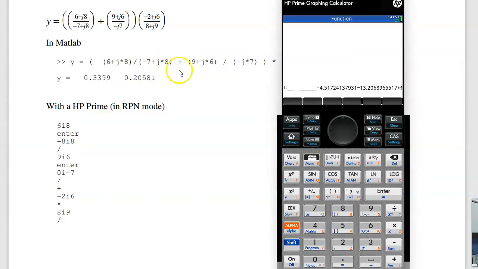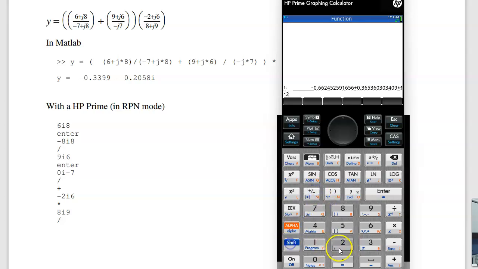On an HP calculator, that would be, clear this out, take the first one, 6 plus j8, push that on the stack, minus 7 plus j8, divide. Now take this ratio, 9 plus j6, push that on the stack, 0 plus j negative 7. Notice I now have three things on the stack. Take the ratio, the top one, z, is that solution. Add these together. Now multiply.